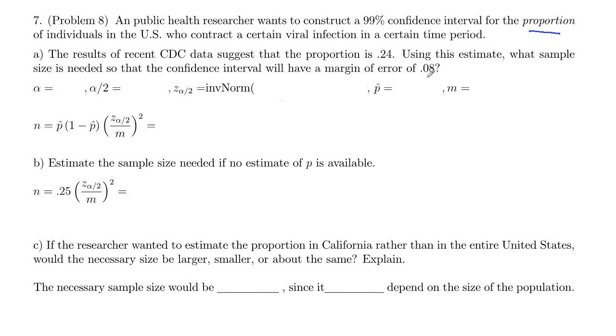of 0.08? So, we're using a 99% confidence interval, so our alpha is going to be 0.01. Alpha over 2 then will be 0.005. It's 0.01 divided by 2. And then your z, 0.005, you put in your left area into inverse norm. So it's going to be 1 minus 0.005, which is 0.995.